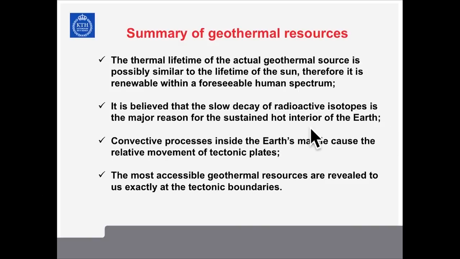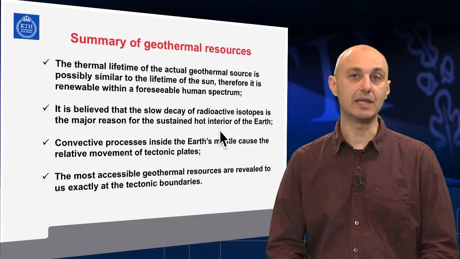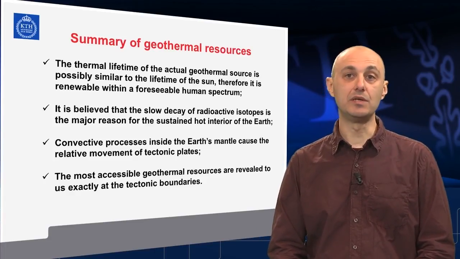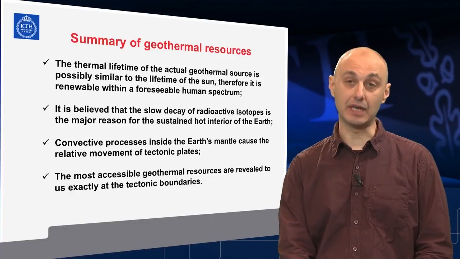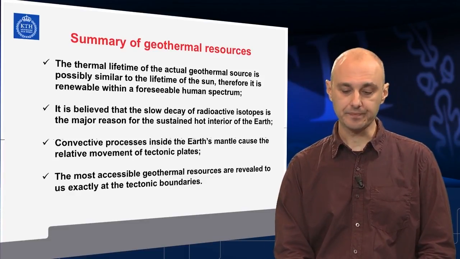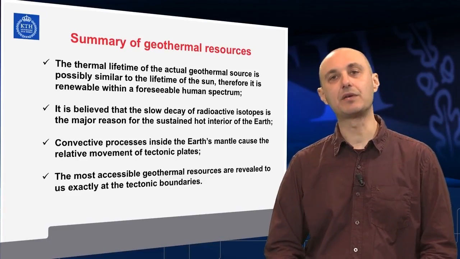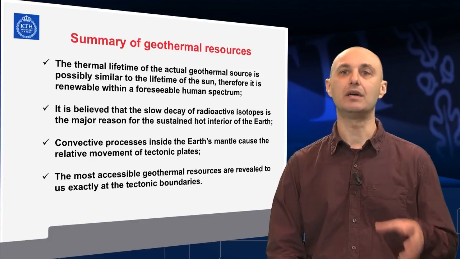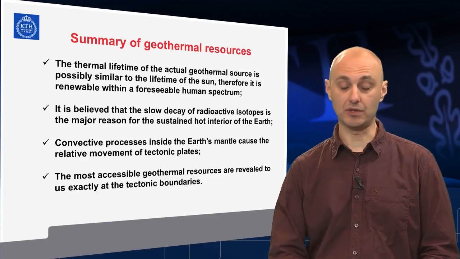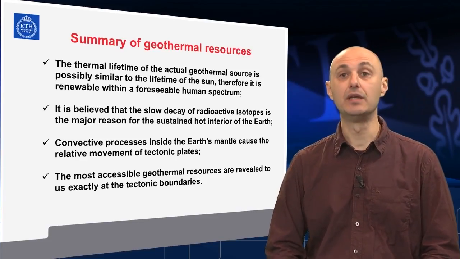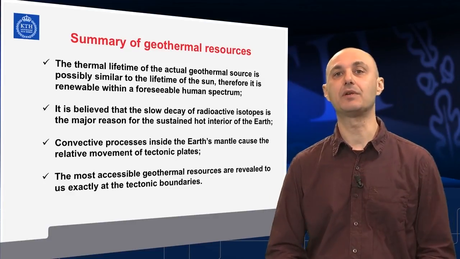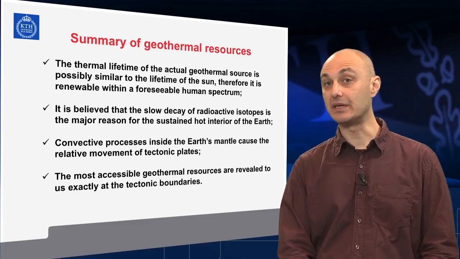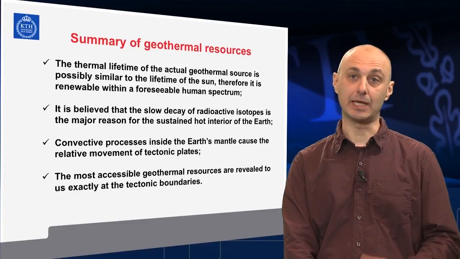It is believed that the slow decay of radioactive isotopes at this moment, in our lifespan, is what supports the continued hot interior, very high temperature, in the Earth's core. That temperature doesn't really reach us because the crust of the Earth is a very good insulating material. It is difficult for us to reach down and actually get to those hot territories. And we rely on the movement of tectonic plates, and exactly on the boundaries of those tectonic plates, that the hot interior comes slightly closer to the surface so we can actually reach it easier.